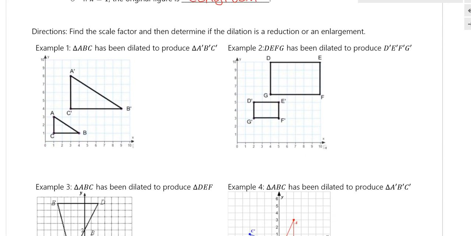So we want to find the scale factor. So I'm going to do the same thing I did before. I'm going to figure out which one's the pre-image and which one's the image.